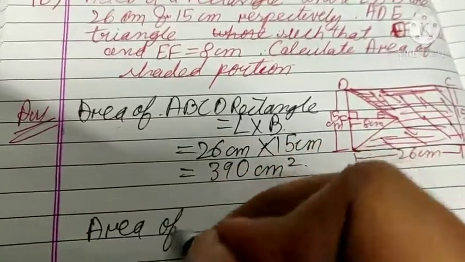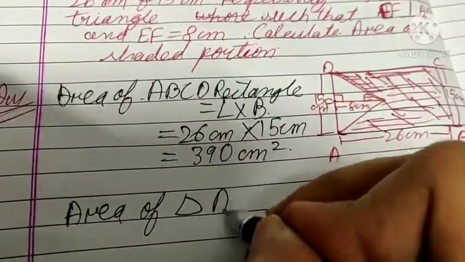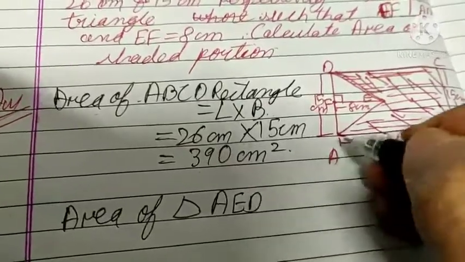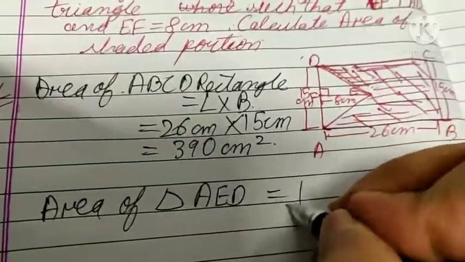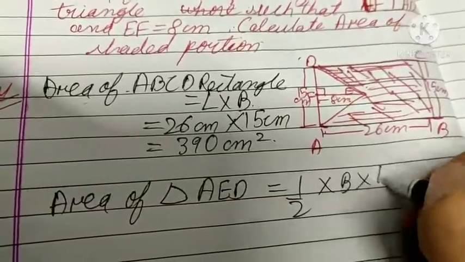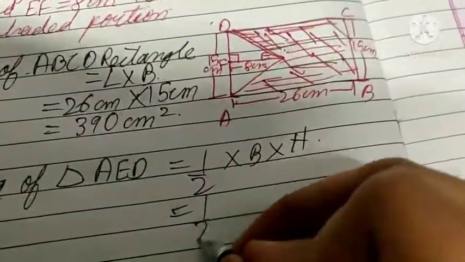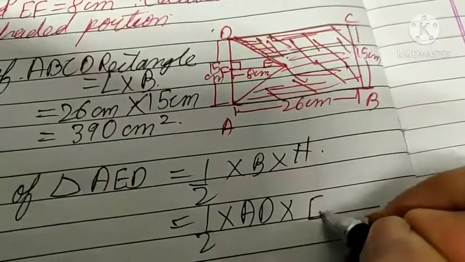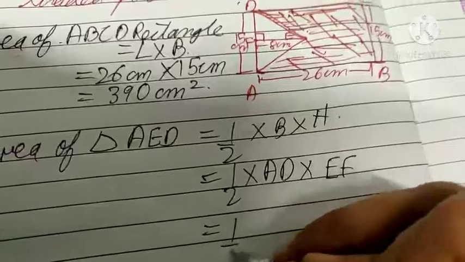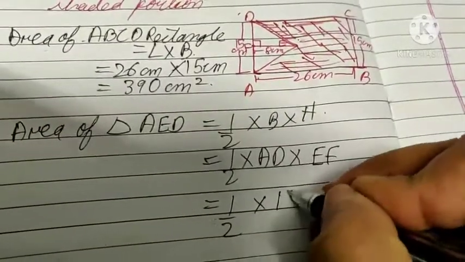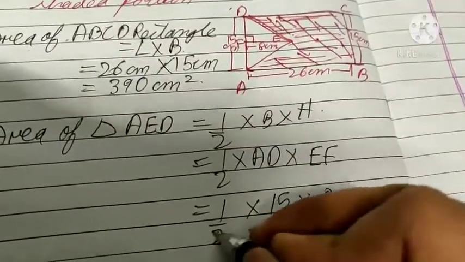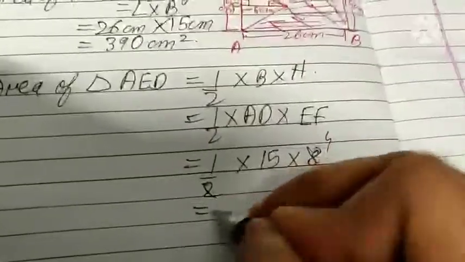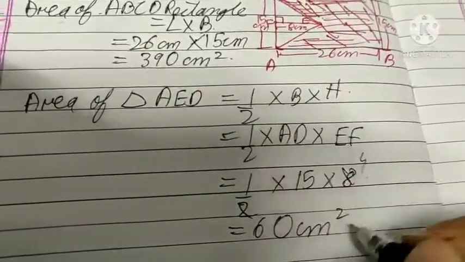Area of triangle AED. AED is half into base into height. Here base is this and height is this. Base is AD, height is EF. It is 60 centimeter square.